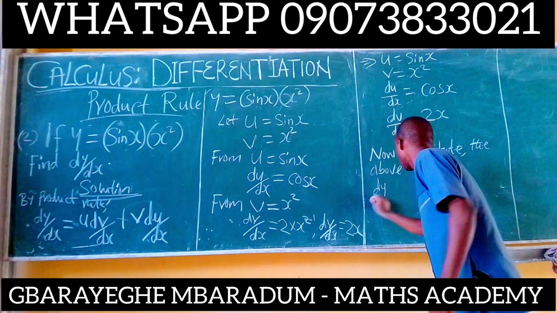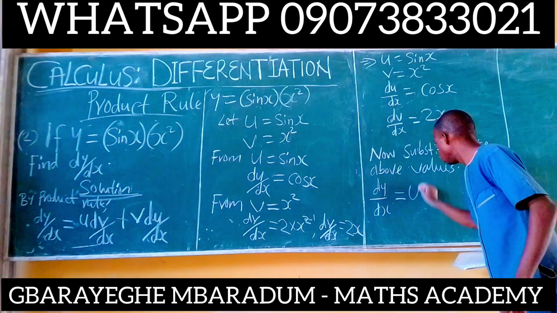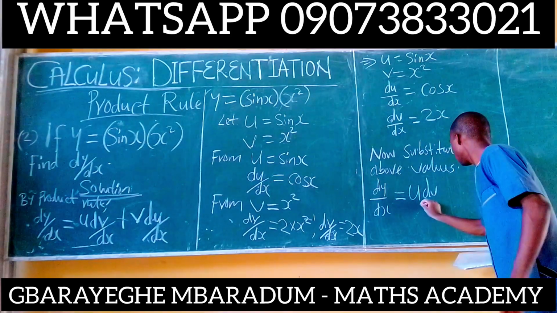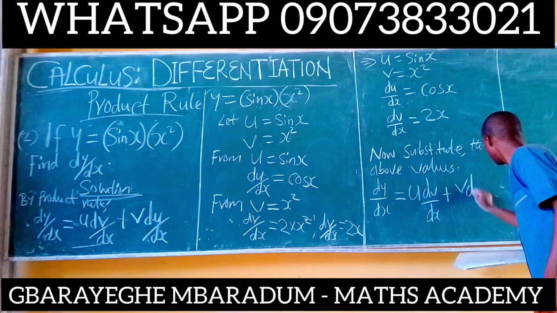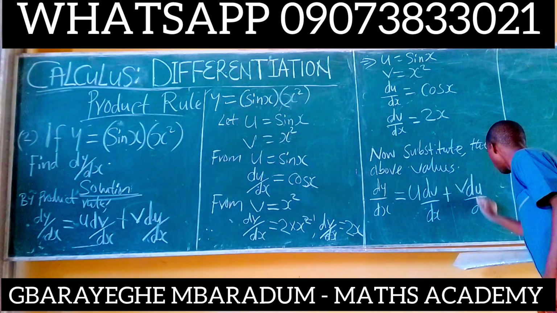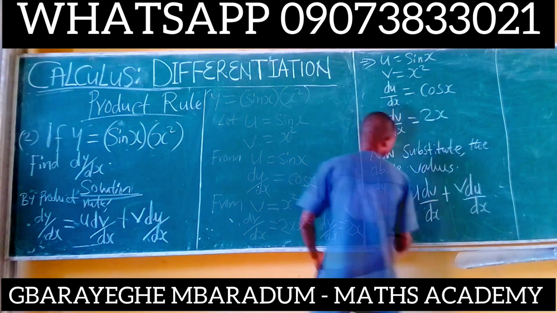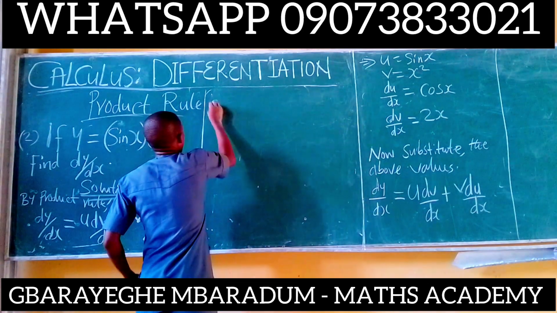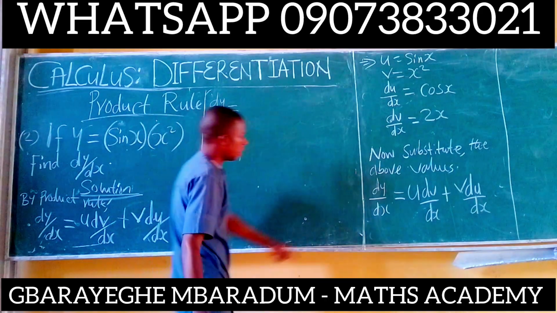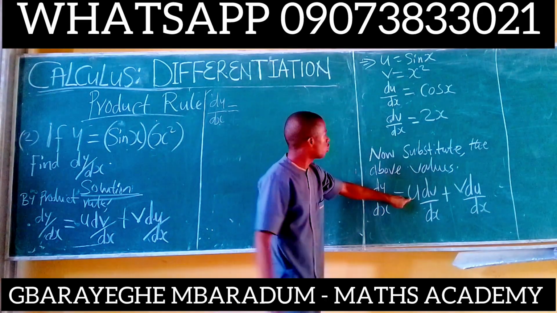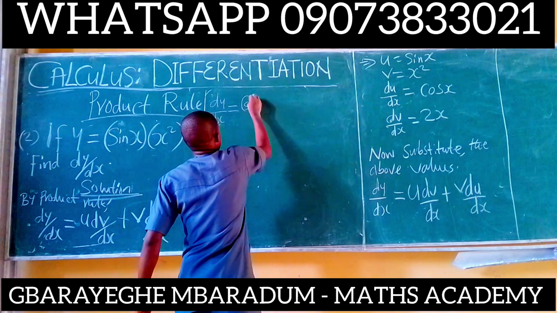This is the formula of the product rule. dy dx equals u dv dx plus v du dx. Now let's substitute them into the formula and check what we are going to have. Our dy dx equals, our u is sine x.